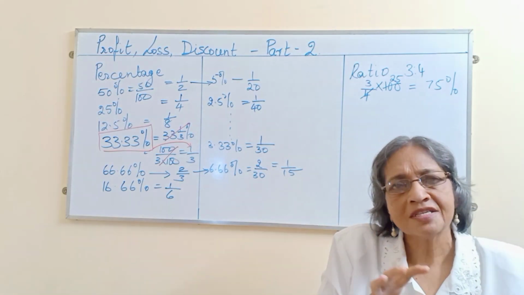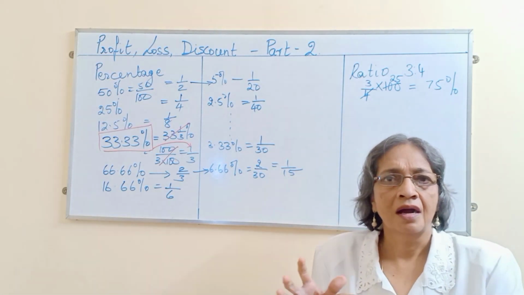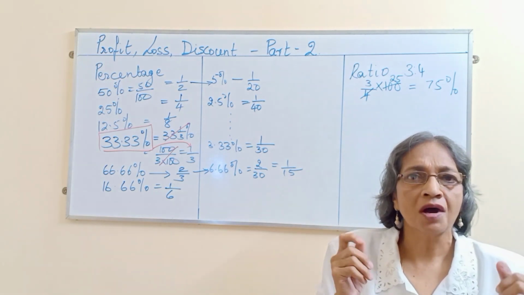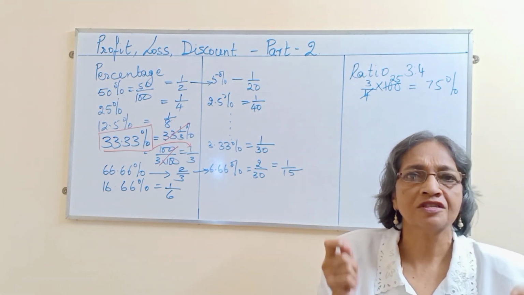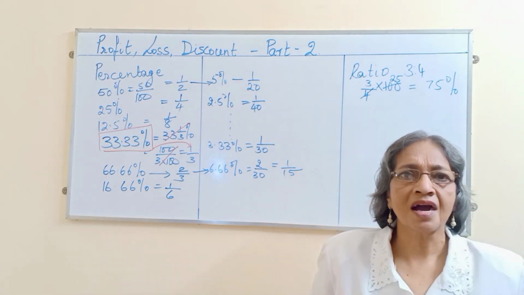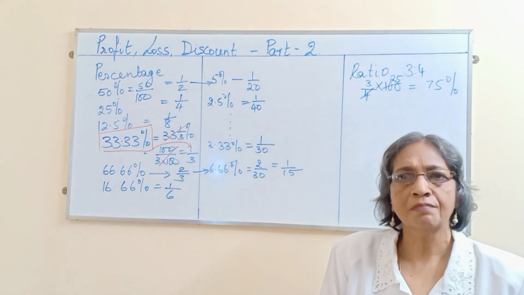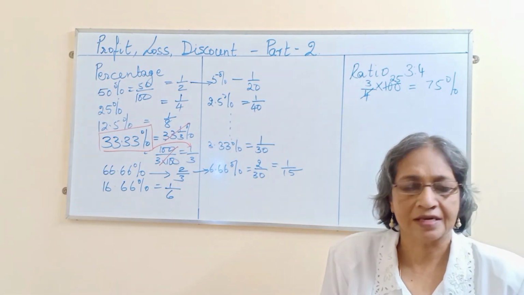This is the percentage, this is its ratio, or write it in your books and keep it. And when you are revising your profit and loss sums, just memorize these. They are not difficult. If you have understood, you will be able to remember them very easily.